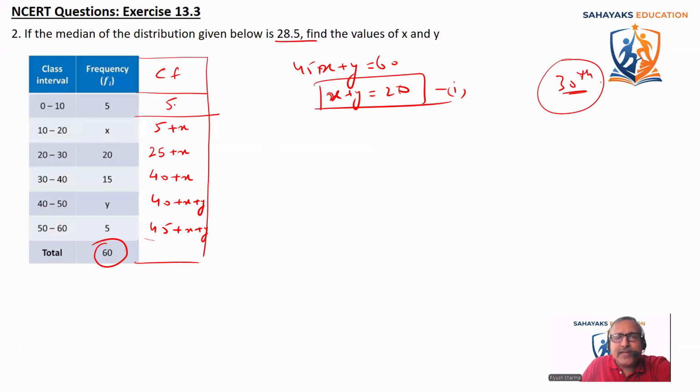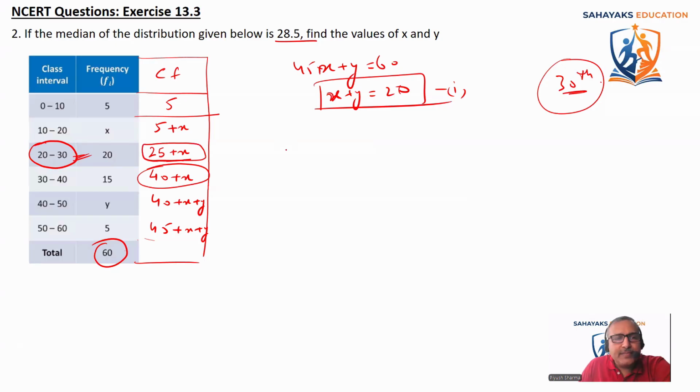So it says 5 plus x. We don't know what x is, but the maximum value of x can be 20. So even if we say 5 plus 20, it will be the 25th value. Now it is 25 plus x. So the median class is this. We know for sure the median class is this because this value is above 40, it is 25 plus x.